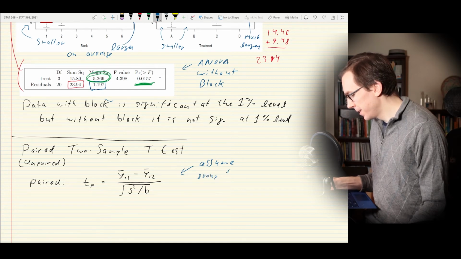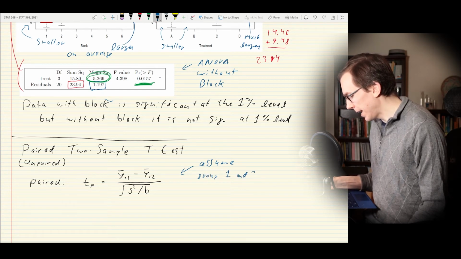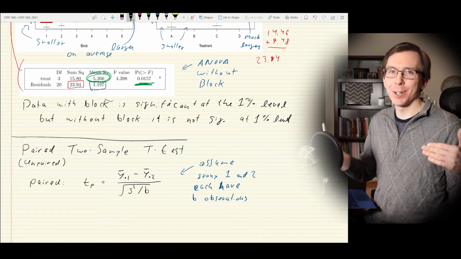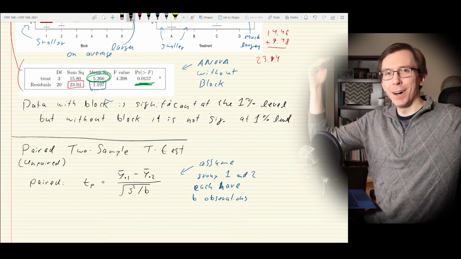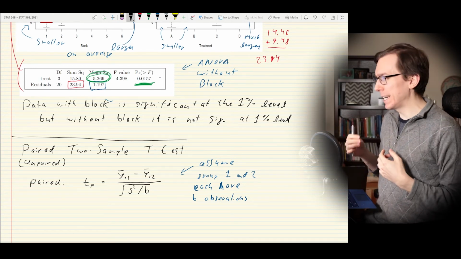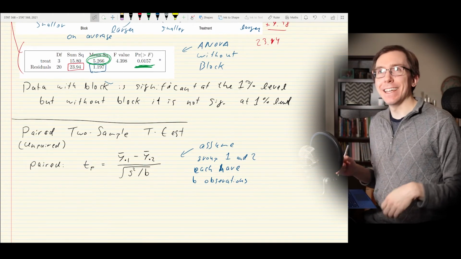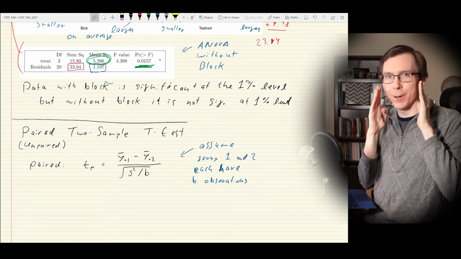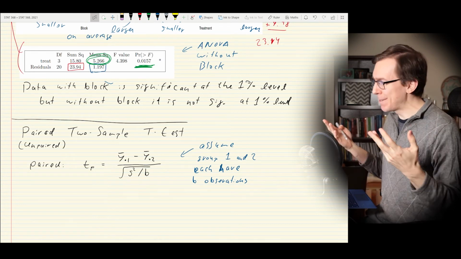This assumes groups 1 and 2 each have B observations, so that's the sample size per group. I'm using B rather than N to correspond to what we did above, with B being a block. In some sense, in this setting, if I'm using my example of eye drops, every person is their own block. I'm my own block.